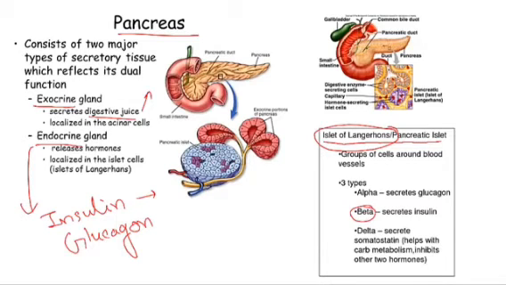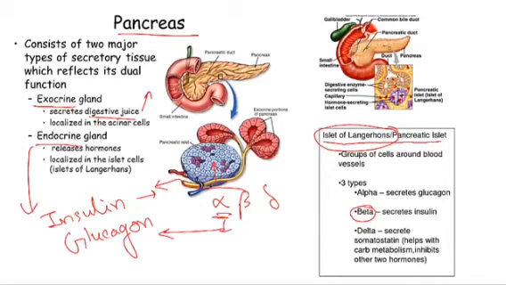Now there are three types of such glands found in the islets: alpha, beta and delta. The alpha cells produce glucagon, the beta cells produce insulin, and delta cells secrete somatostatin, which helps in carbohydrate metabolism and inhibits the other two hormones, both insulin and glucagon.